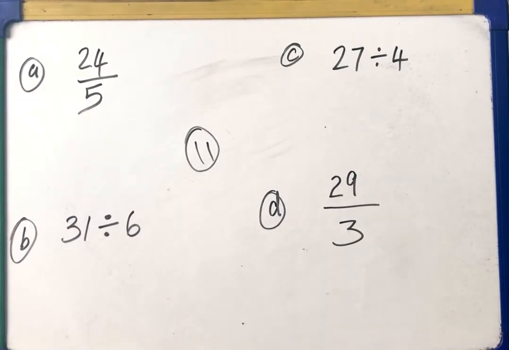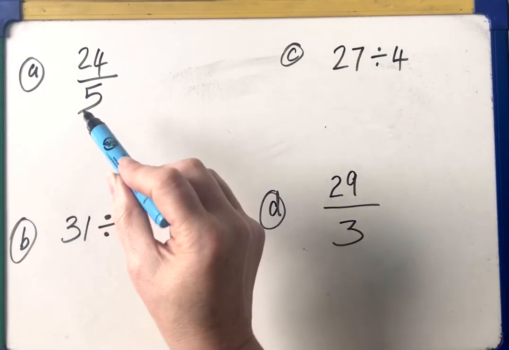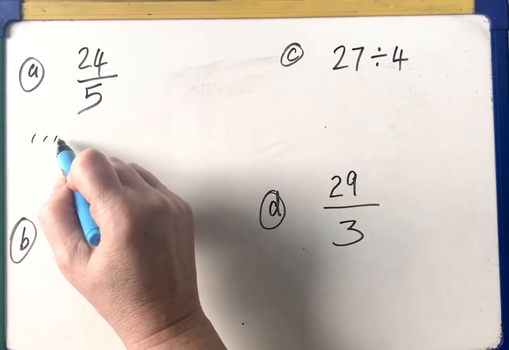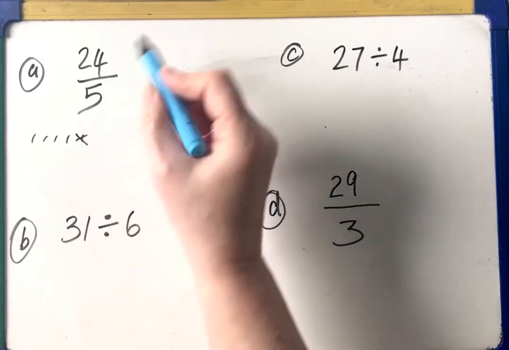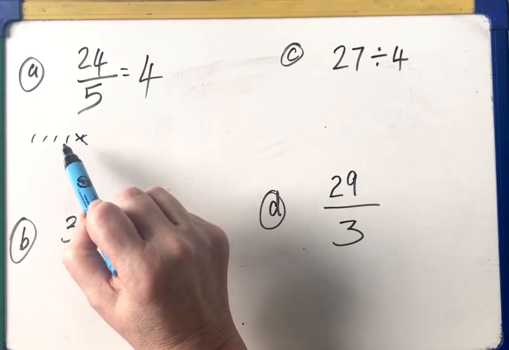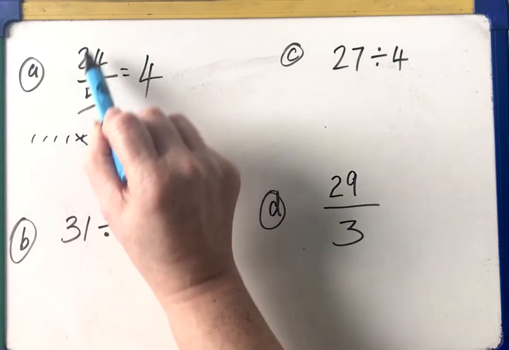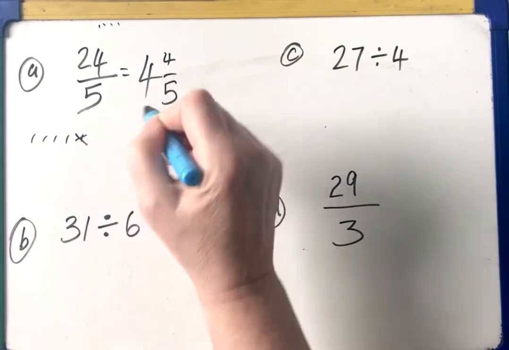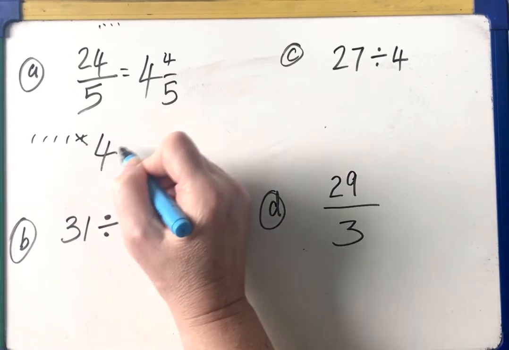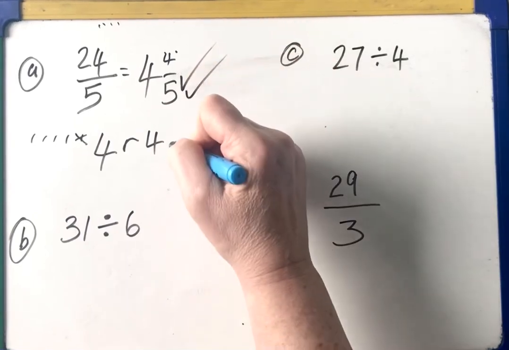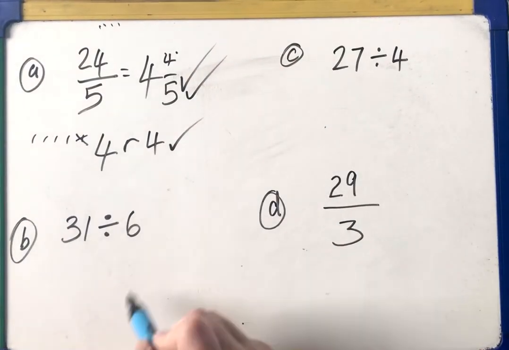Okay, hopefully you've had a go and you're feeling a little bit more confident. So first one, I want to know how many 5s go into 24. So 5, 10, 15, 20, 25, that's too big. So it goes in 4 whole ones. Now 4 times 5 is 20. So 20, 21, 22, 23, 24, 4 left over. Or you may have written it 4 remainder 4. That's beautiful. That's correct.